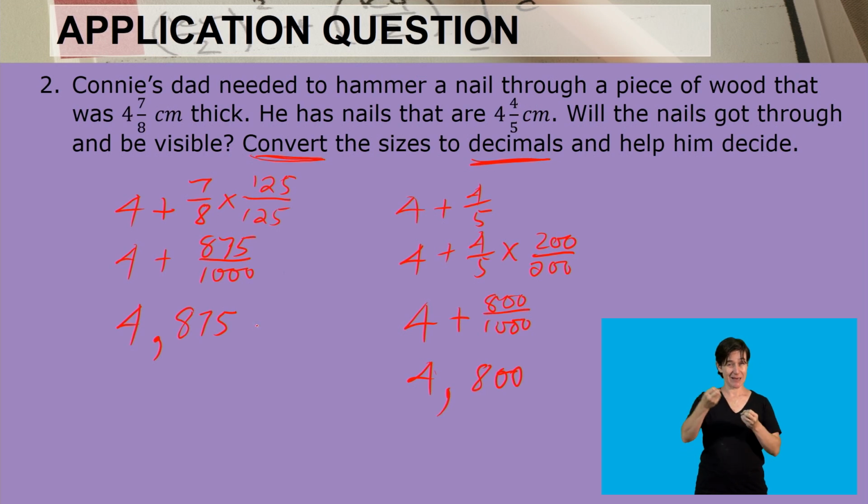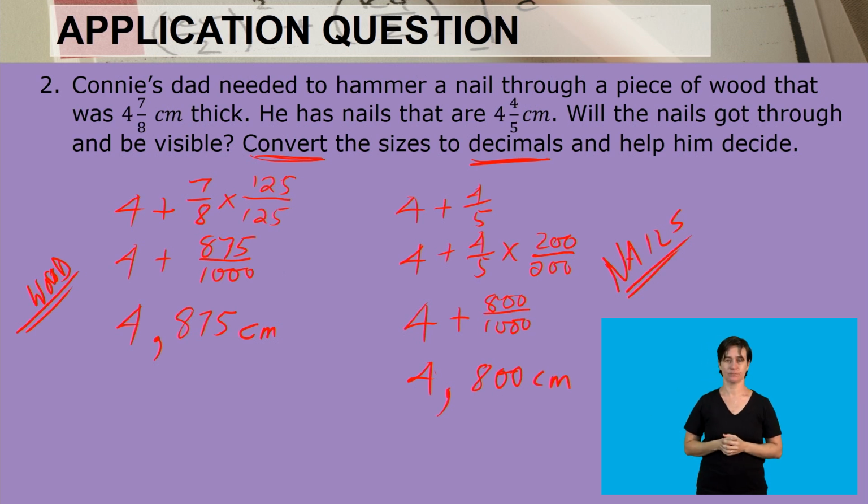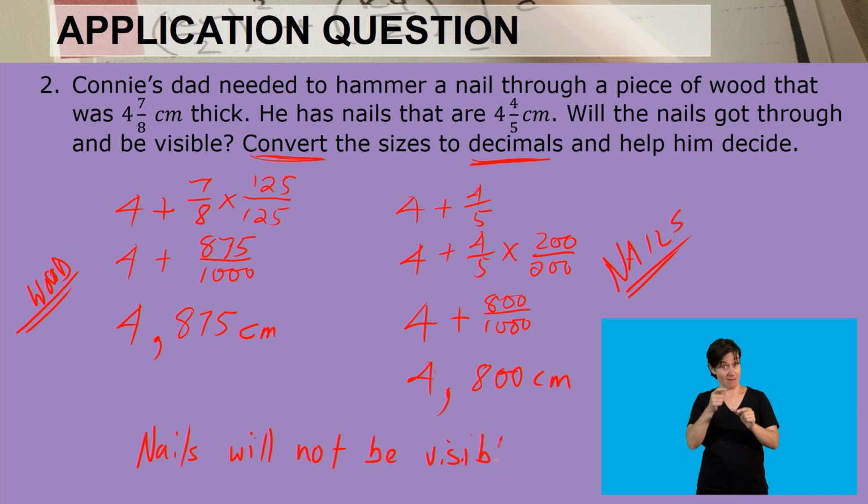We were given centimeters, so it would be centimeters for the wood. Remember, that was the wood on the left and the nails on the right. So we have added the unit for centimeters as well. And therefore, when you look at that, you'd see that the wood is thicker than the nails. Therefore, the nails will not show. We can just add that nails will not show or will not be visible, which is what we were asked to assist with.